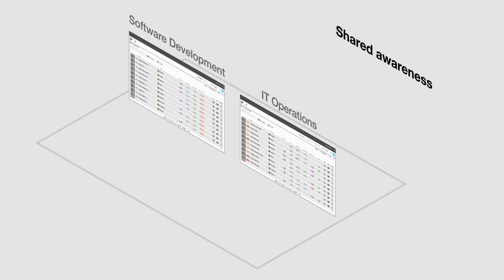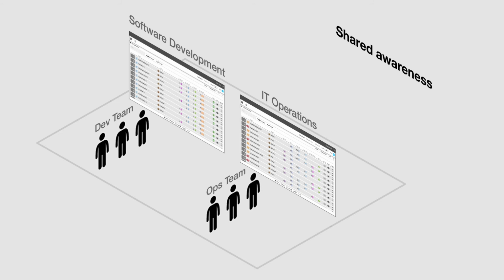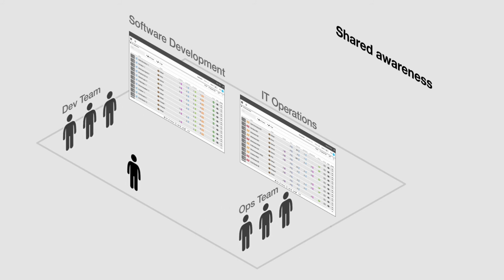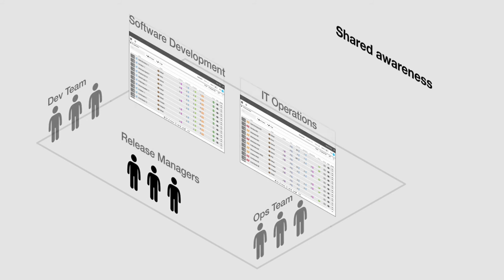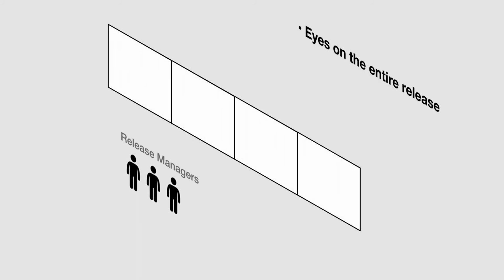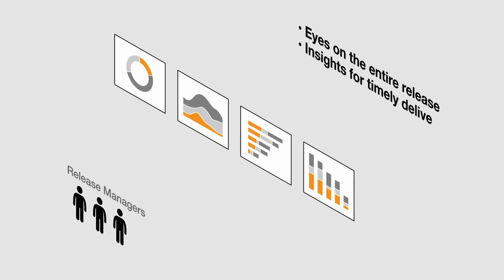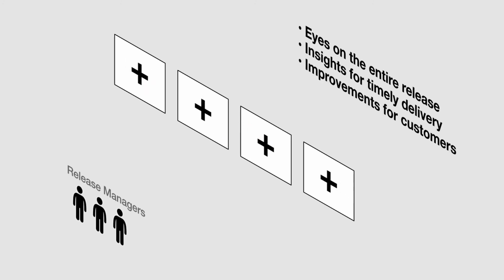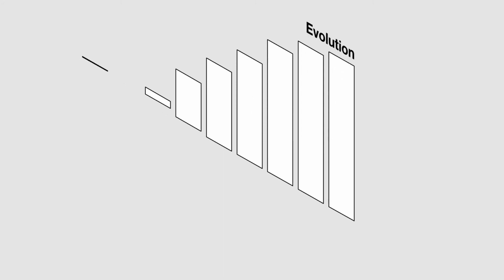After the basic functionality for the dev team and the ops team was implemented, there emerged a growing demand to meet the needs of another user type, release managers. They require a broader perspective over more than just deployment activities. They want eyes on the entire release and the insights for ensuring the timely delivery of improvements to customers. This started an entire new chapter of evolution that set the product on an accelerated path of innovation.